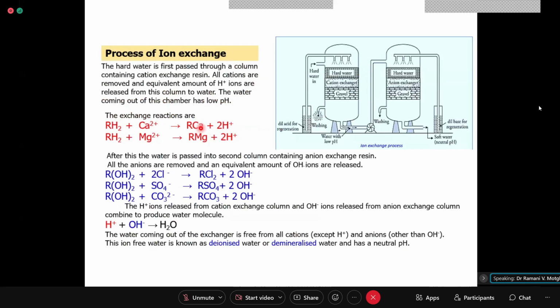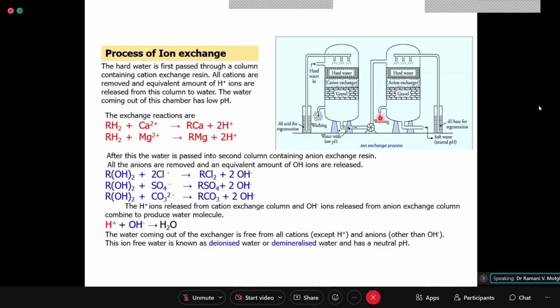So for regeneration, what is done? The supply of raw water is stopped and dilute HCl is added at the top of the resin and it is allowed to remain there for some time. And then in this particular case, some 10% NaOH is added, the raw water supply is stopped and the NaOH is allowed to remain here. After say 1 hour, the whole thing reacts and the washings are collected separately.